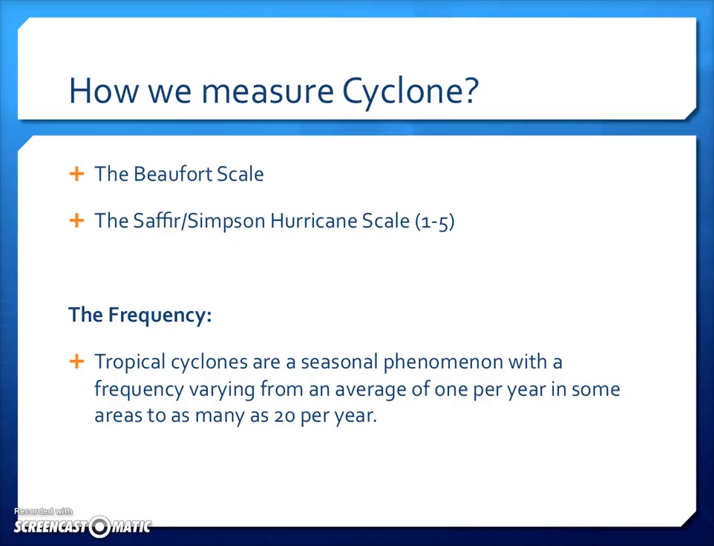How do we measure a cyclone? There are two ways. First is the Beaufort scale and second is the Saffir-Simpson hurricane scale, which ranges from 1 to 5. The frequency of cyclones: tropical cyclones are a seasonal phenomenon with a frequency varying from an average of 1 per year in some areas to as many as 20 per year.